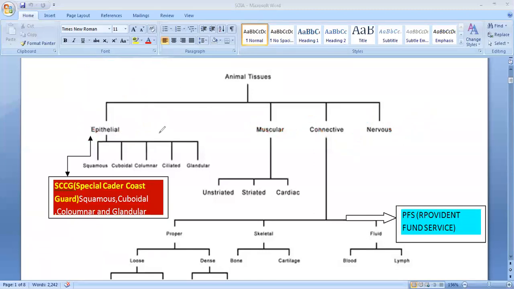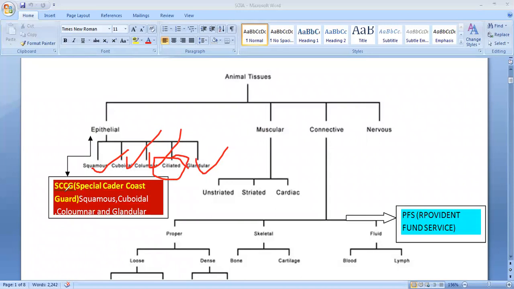If we check the types of epithelial tissue, there are basically four different types. First is squamous, second is cuboidal, third is columnar, and fourth is glandular. How many types? Four: squamous, cuboidal, columnar, glandular. Here I have also given ciliated. Ciliated is a type of columnar.